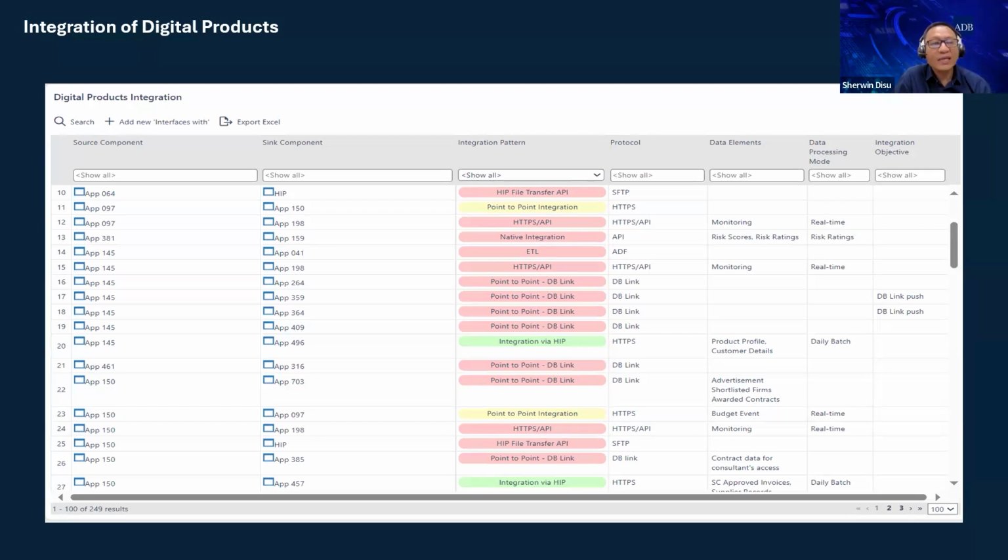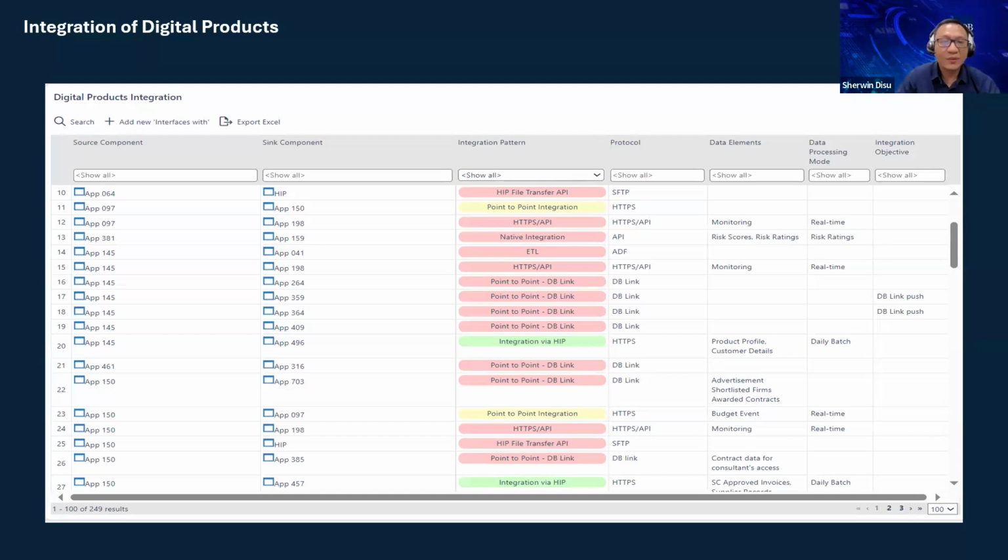Expounding on integration approach, is it via API, which is the preferred approach, or is it by DB link or file transfer, which imply technical debt that needs to be revisited? So in the catalog, any integration approach that is not API-based is colored red or yellow to indicate there's technical debt in that integration area. So that's it.